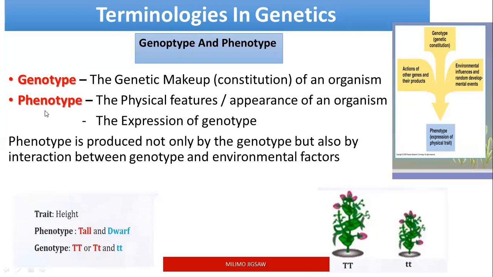The phenotype can also be influenced by the environment in which someone grows. Individuals having different phenotypes usually have different genotypes, although individuals that have different genotypes may actually have a similar phenotype. So that's about genotype and phenotype. Genotype is the genetic makeup. Phenotype is the physical appearance of the organism.